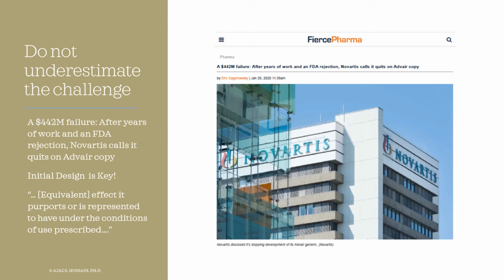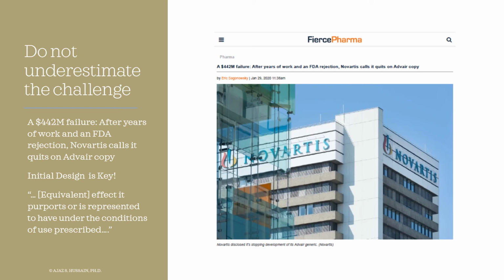Do not underestimate the challenge. I still recall, while at Sandoz, I was the global head for biosimilar development, and other parts of Sandoz were investing in inhalation products, generic inhalation products. Although it was not part of my portfolio, this failure is unfortunate, but it's predictable.